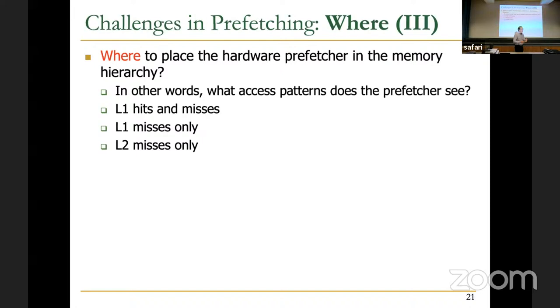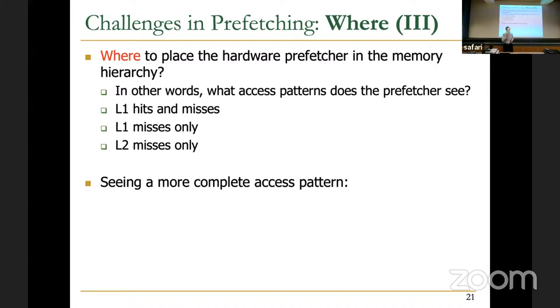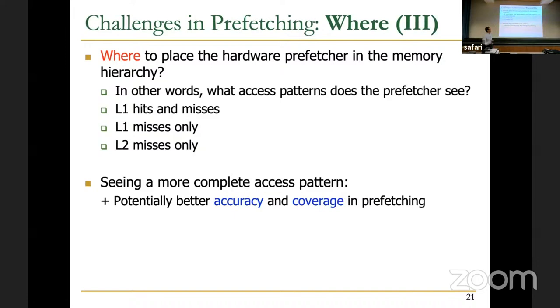Now, if you place it lower down in the hierarchy, you may see only L1 and L2 misses, for example. Now it's an even less complete access stream. So basically, the farther away you place the prefetcher from the processor, the more you reduce its visibility into the processor's access stream. Right? So if you see a more complete access pattern, potentially you can get better accuracy and coverage in prefetching because you may do pattern recognition much better.